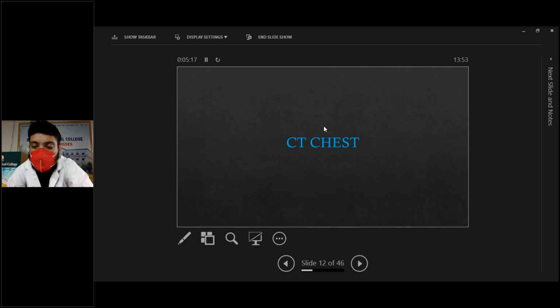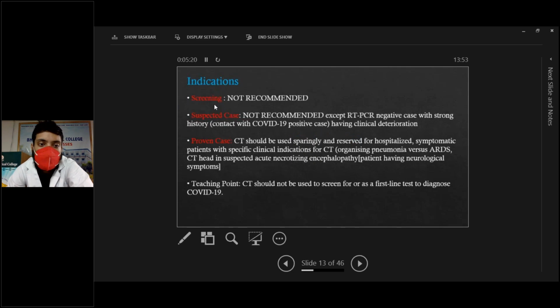Now we move on to the CT findings. The first thing is, it is not recommended for screening purposes. In suspected cases also, it's not recommended except in RT-PCR negative cases where the person has a strong history, that is contact with a COVID-19 positive case, and has clinical deterioration. We can do it if it is a proven case, but sparingly, and it is also reserved for hospitalized symptomatic patients with a specific clinical indication for CT, like in these conditions. The main important point to remember is it should not be used for screening purposes, and it is not the first line test to diagnose COVID-19 pneumonia.